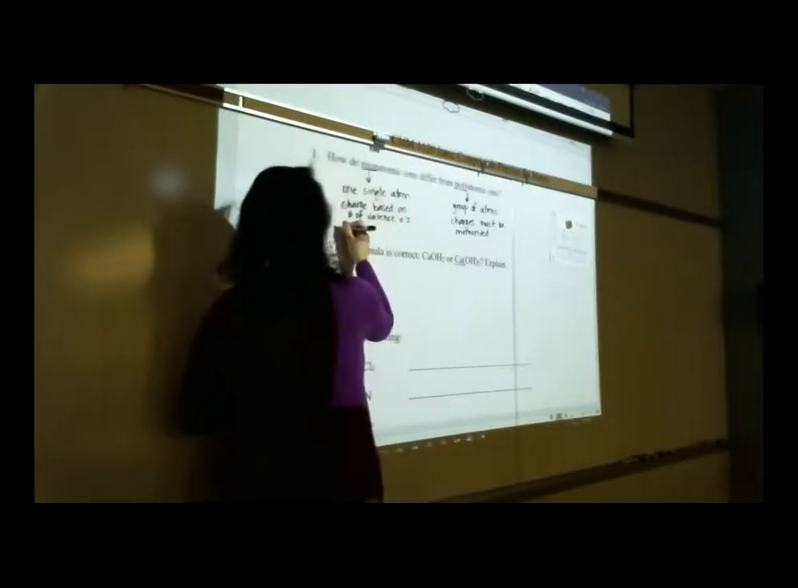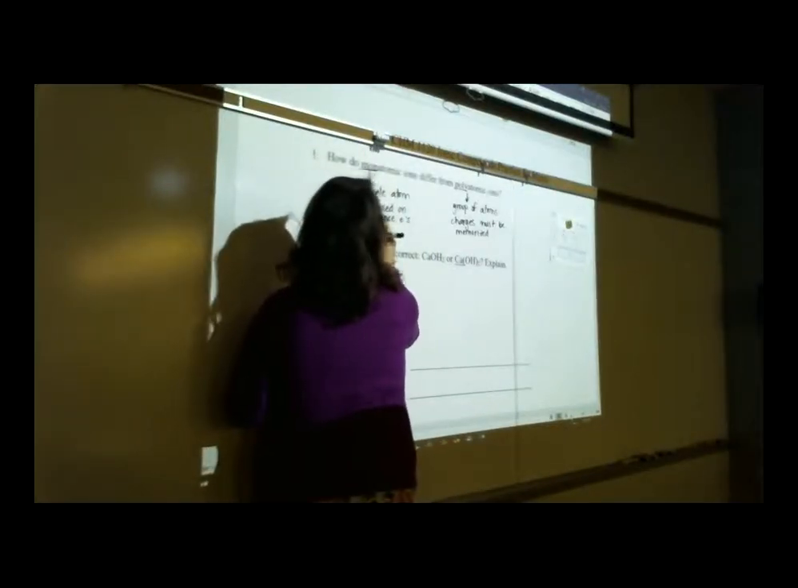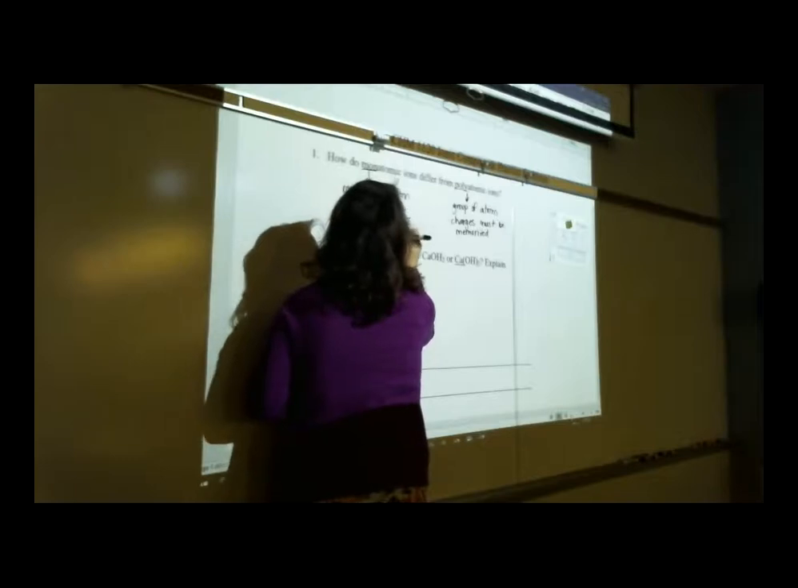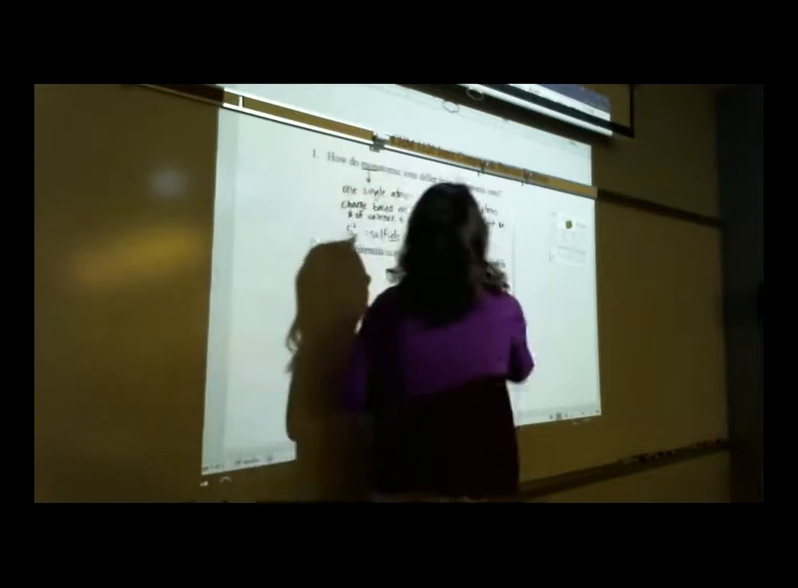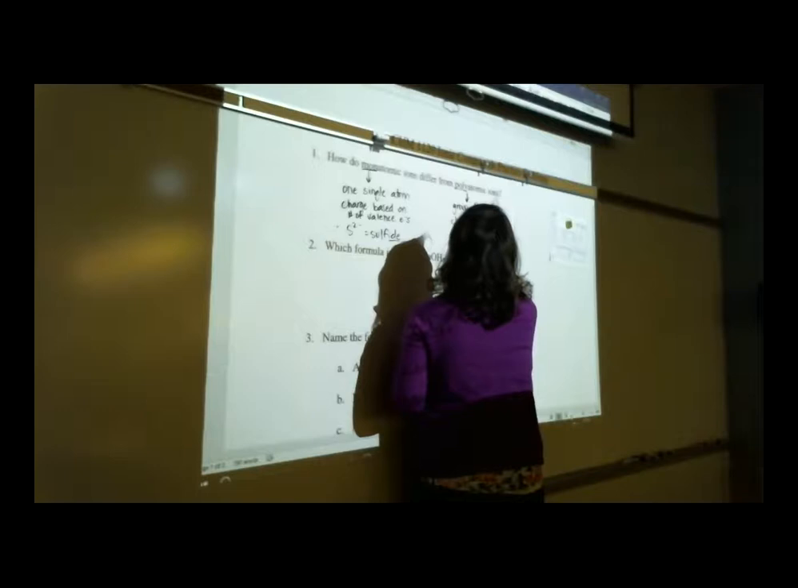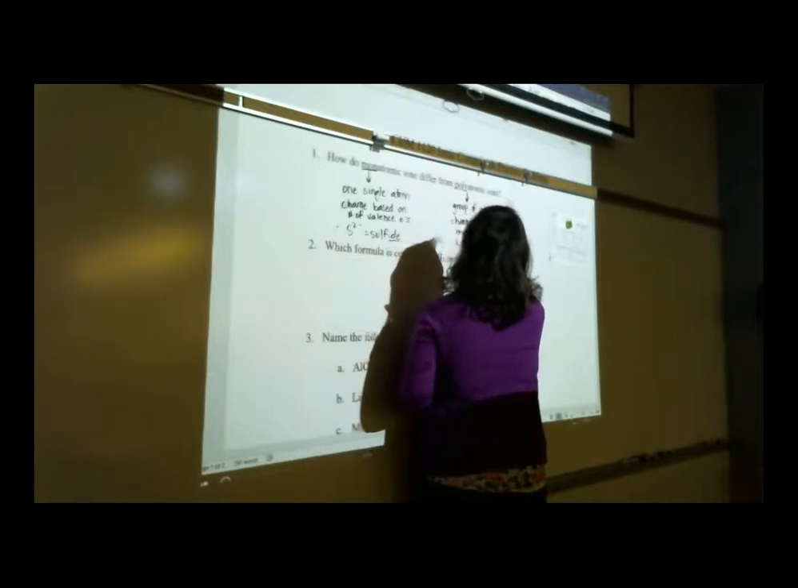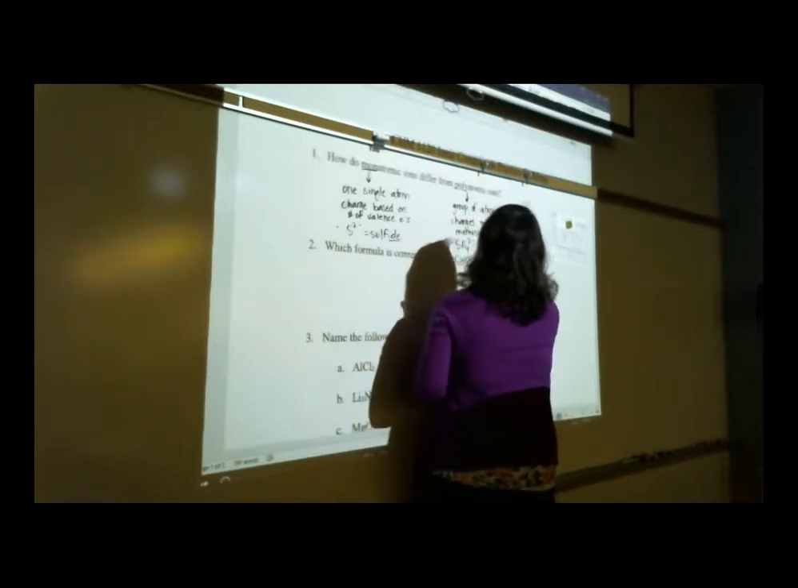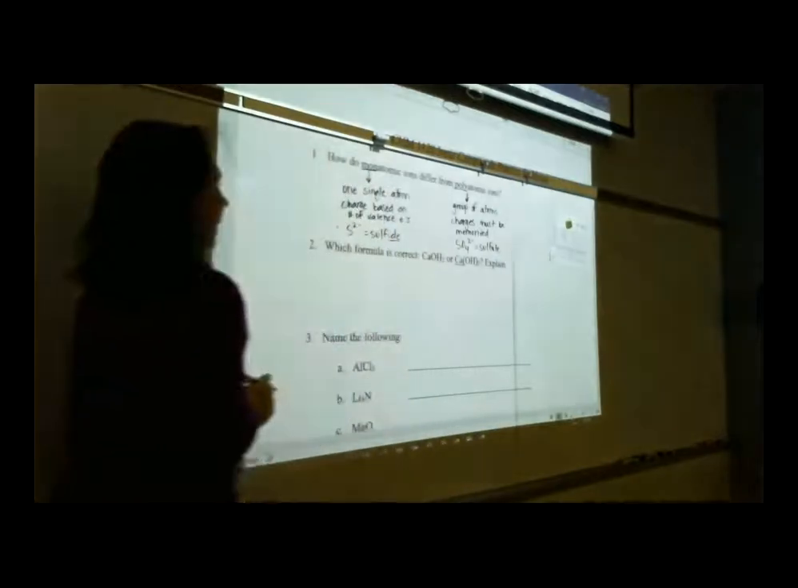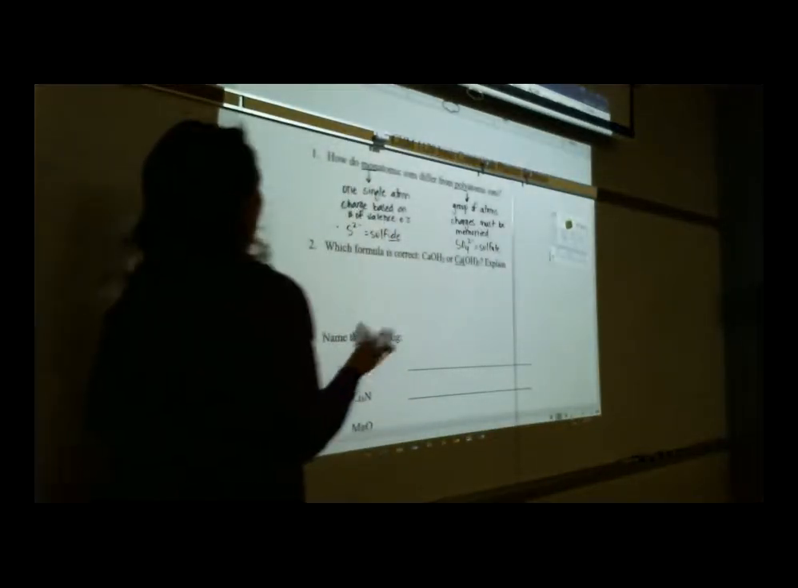So for example, this would be sulfide, with the "ide" suffix, whereas this will be sulfate. And I mentioned this in the notes in the lecture.